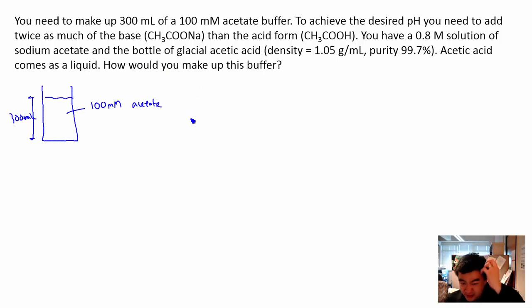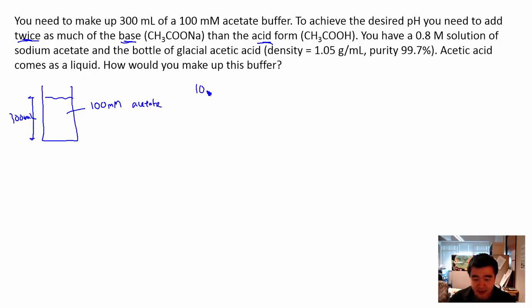And now normally you would have to use the Henderson-Hasselbalch equation to work this out, but we've actually done the hard work for you, and we've told you that you need twice as much of the base form than you do of the acid form. Okay. So what we need to work out first of all is actually how many millimoles or moles of acetate we need floating around inside this particular buffer solution.